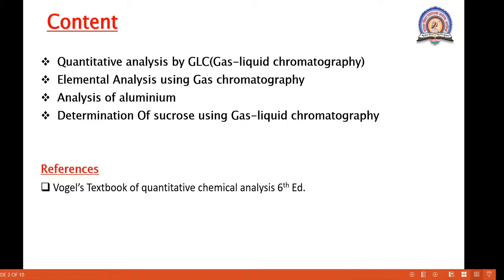The first point is quantitative analysis by GLC, that is gas liquid chromatography. Then after that we will see the elemental analysis using gas chromatography, analysis of aluminium, and the last point we will discuss is determination of sucrose using gas liquid chromatography. The reference used for this is Vogel textbook 6th edition.